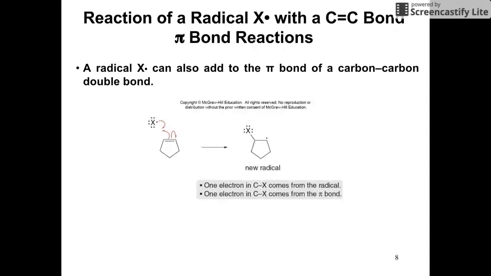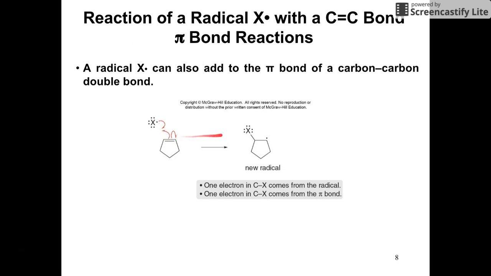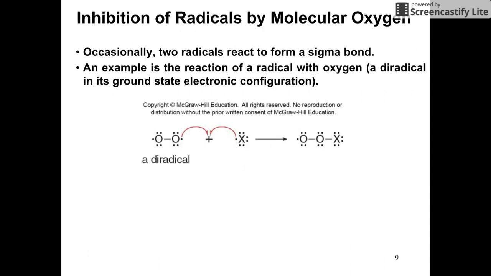You can also have a reaction with pi bonds. Essentially it's an addition reaction where one of the electrons from the double bond is used to create a new sigma bond, and the other electron then goes to form the new radical. So again, a new radical is created either way. It doesn't matter how we slice that. Either way, we're creating a new type of radical.